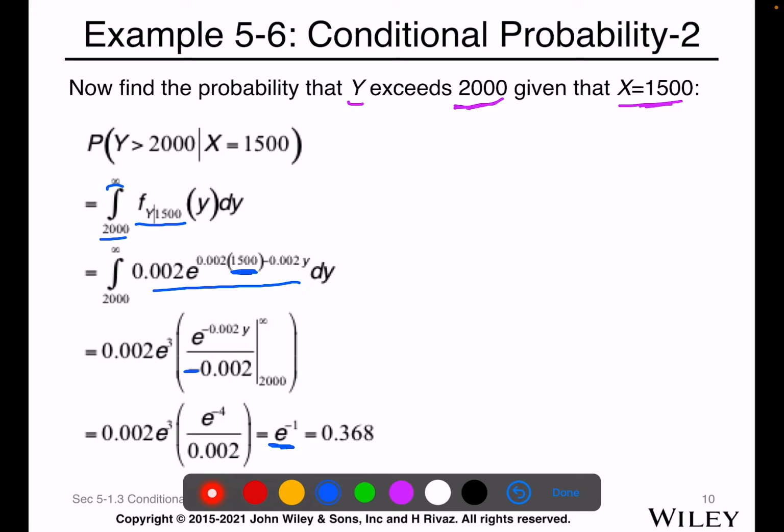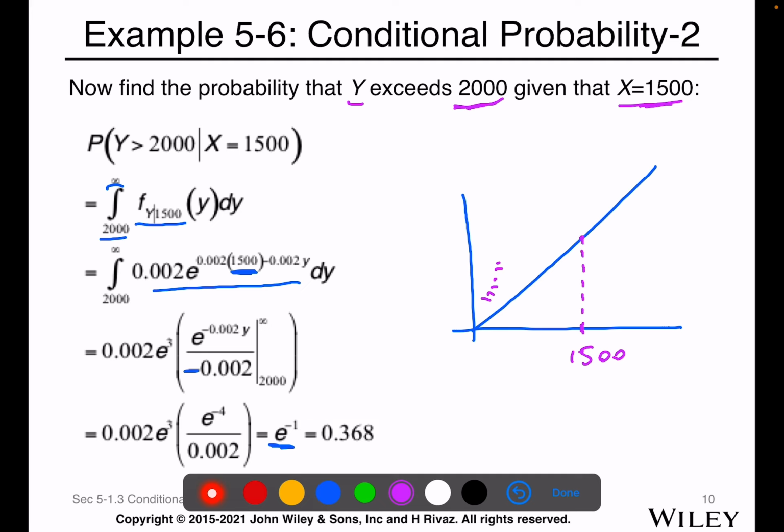Right? So let's see if we can actually plot this to see visually what this means. Again, the function is defined up here. And I know that my x is 1,500. So I'm somewhere on this line. I'm restricted to this line. I can't be here, I can't be here. And I want to calculate the probability that y exceeds 2,000.